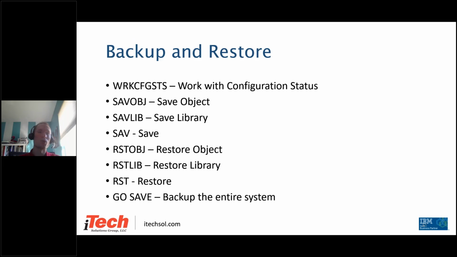So backup and restore. I'm going to cover all these commands. I'll try to go over them fairly quickly. We've got Work Config Status, which allows you to see the status of, say, your tape drive or optical drive. Save Object for saving objects, Save Library, the SAV command, Restore Object, Restore Library, RST, and then we've got GO SAVE, which is a great menu for backing up the system.